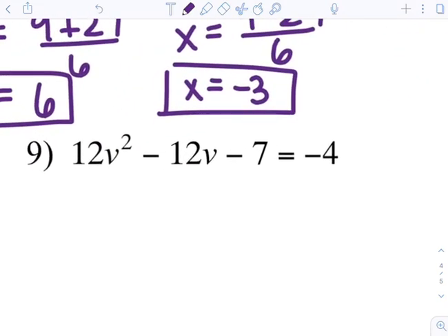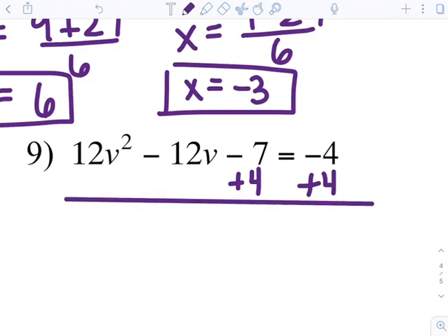Okay, last two examples. So in number 9, my problem's not set equal to 0, so I have to make sure I do that before I identify my A, B, and C.